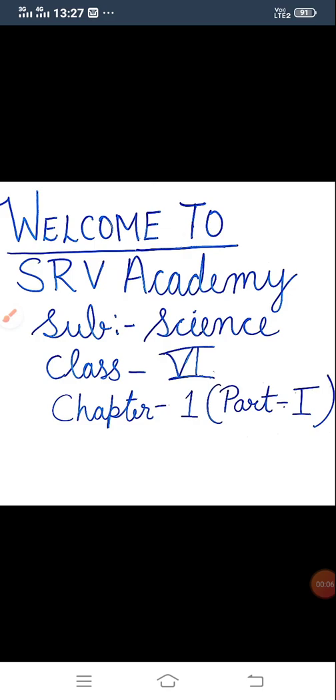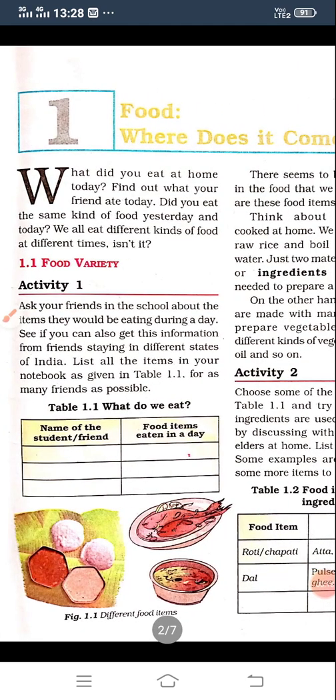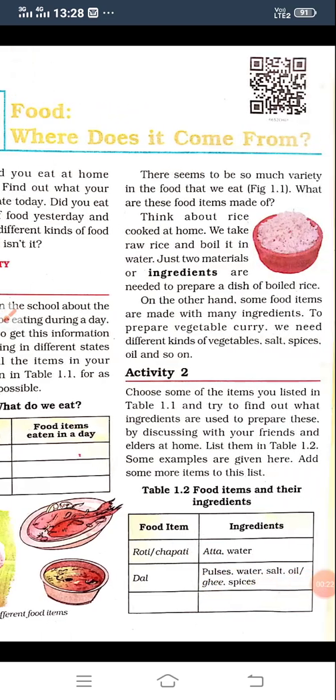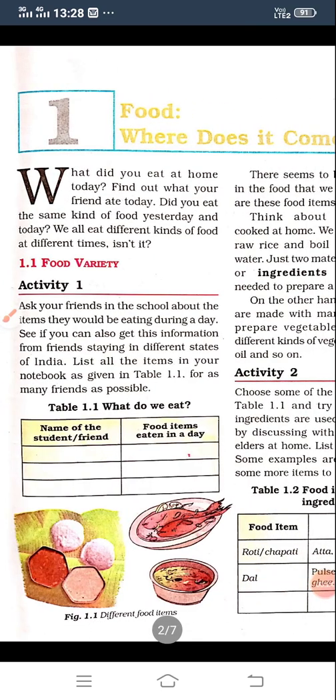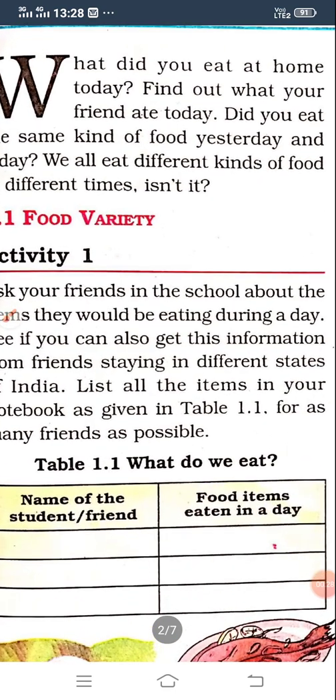Today I am going to teach you the subject science of class 6. This is my first chapter and part 1 of this chapter. Your first chapter is totally based on food. Where does it come from? खाना और ये कहाँ से आता है? So look at your first paragraph.